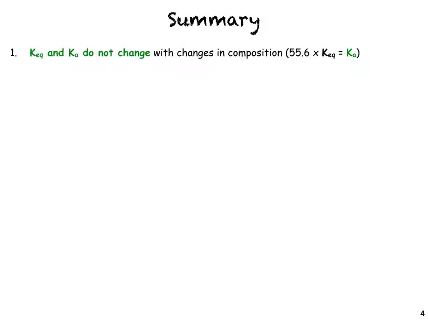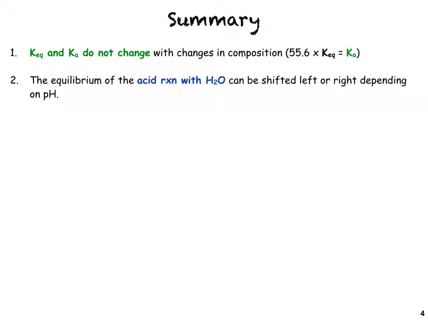Number 1, KEQ and Ka do not change with changes in composition, and the Ka is the same as 55.6 times the KEQ. That's the concentration of water times KEQ. The equilibrium of the acid reaction with water can be shifted to the left or right depending on the pH. Because H3O plus is one of the components in this reaction, we can increase or decrease that and shift the equilibrium to the left or to the right and analyze this by Le Chatelier.